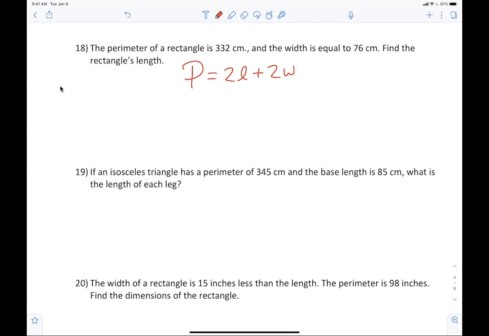Now, somebody tell me what P equals. 332. Equals, do we know what the length is? No. What's the width? All right, take 30 seconds with your calculator. Oh no, I'll give you 45 seconds and tell me what the length is. Chop, chop, quickly, quickly. 30 seconds. 15 seconds.